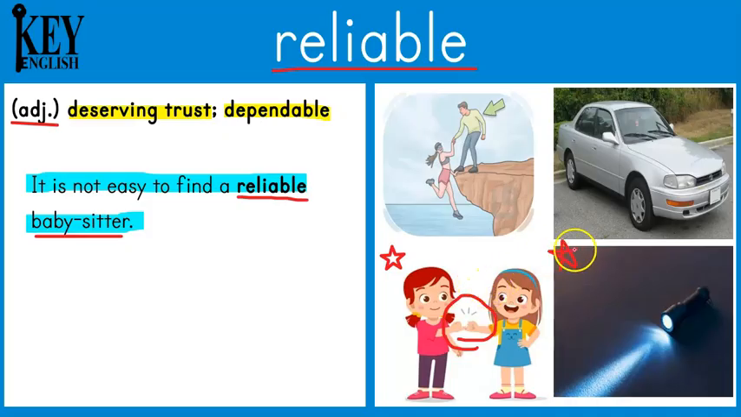Another reliable thing might be something like a flashlight. I could say a reliable flashlight is important during a blackout. If all of the lights suddenly go out because of a storm, it's very important to have a flashlight that will actually work. So it should be reliable. I could also say here, the old car is still reliable and starts every morning. So even though it's old, the owner of this car can trust that it will always start and it will always take him where he needs to go.